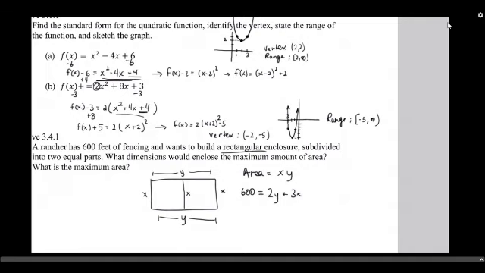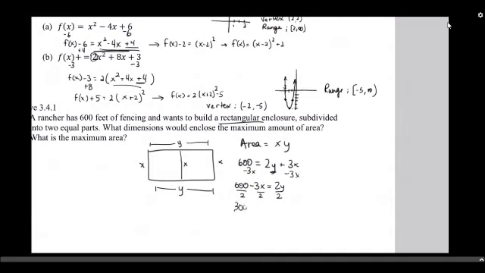So the trick now is to get one of these variables by itself and then plug that into this other equation so you only have one variable. So what I'm going to do is try to get y by itself. So I'm going to move the 3x to the other side, and then divide everything by 2. So I know what y equals now. Y equals 300 minus 3/2 x. That also means that this y equals 300 minus 3/2 x.